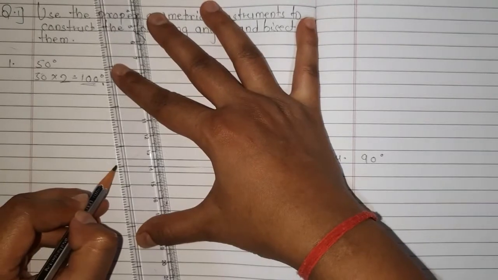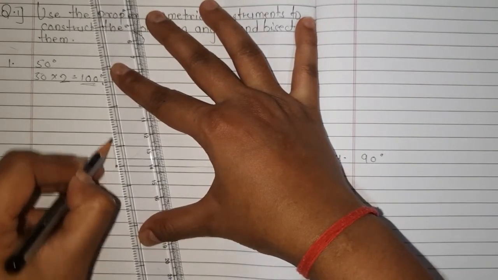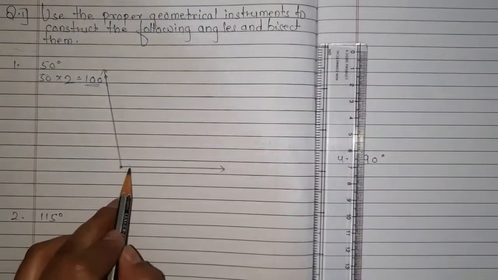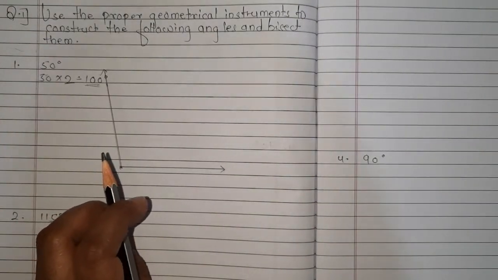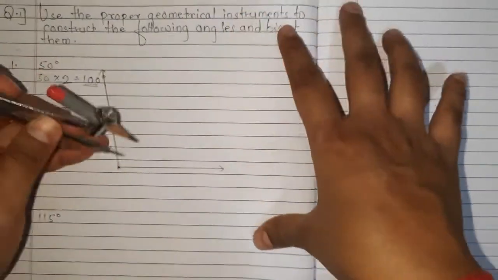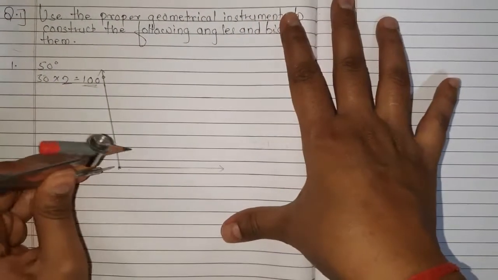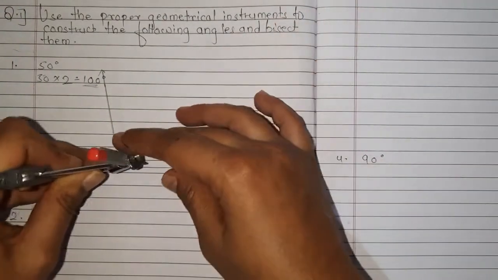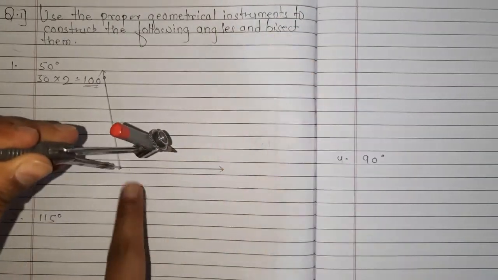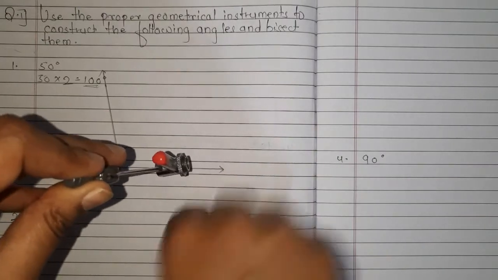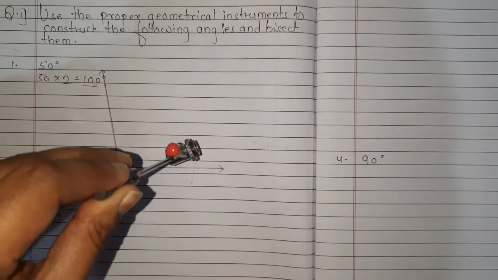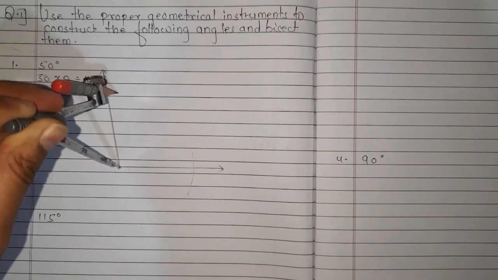Then with the help of a ruler we have to join those points like this. So this is the angle of 100 degrees. Now we need to bisect it. For that we have to take a compass. We have to place the pointed end on the vertex of the angle and, taking a distance of more than half of this arm, we have to draw two arcs, one on this side and one on this side.